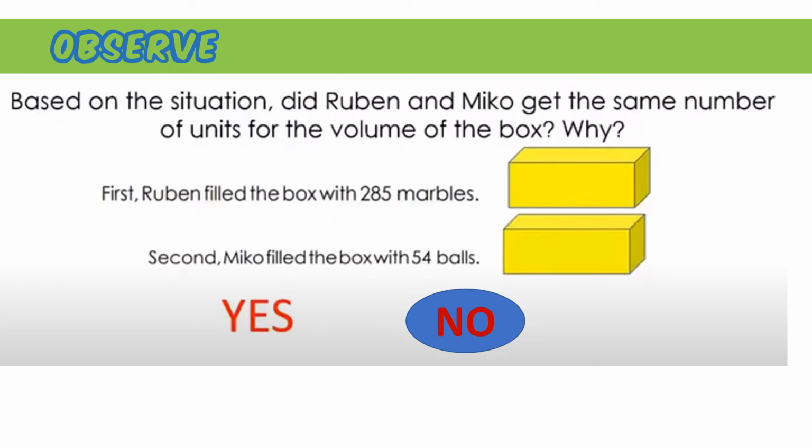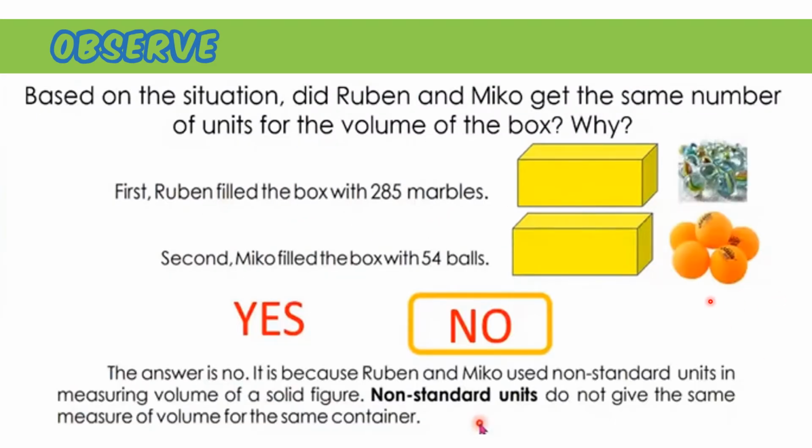Okay, magkaiba po yan. Magkaiba yung kanilang non-standards na ginamit. 285 and 54. Si Ruben ay gumamit ng marbles. Si Miko naman ay gumamit ng balls. So the answer is no. It is because Ruben and Miko used non-standard units. So by the way, yung mga marbles, balls, non-standard units po yan. In measuring volume of a solid figure, non-standard units do not give the same measure of volume for the same container.